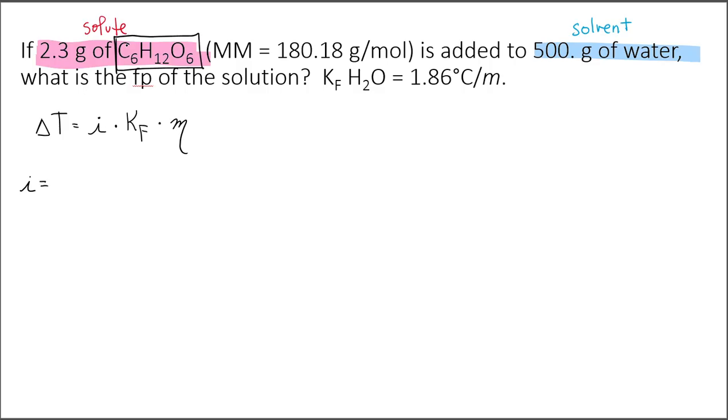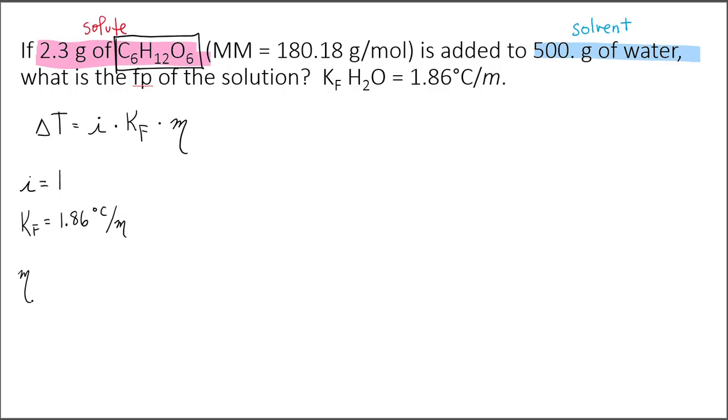The answer is that it is covalent. It is covalent because those are all nonmetals. The ideal Van't Hoff factor for any covalent compound is 1. It does not break apart into its ions because it doesn't have ions, it's covalent. The freezing point depression constant for water is 1.86 degrees Celsius per molal.